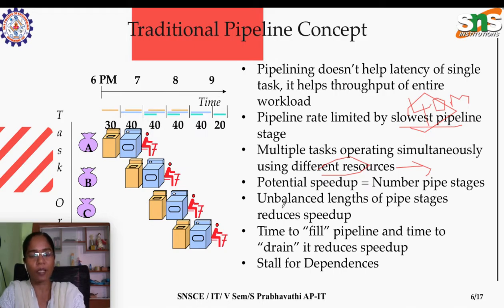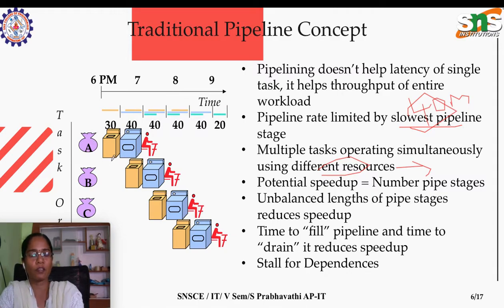But in practice, there may be some hurdles, like unbalanced lengths of pipe stages reduce the speed up. For example, while washing, if the washer breaks down or something happens, the speed up operation is definitely reduced, is it not? Or sometimes instead of taking 30 minutes, due to degradation of that machine, it takes 35 minutes, so of course the speed up will degrade, is it not? So time to fill the pipeline and time to drain also reduce it.